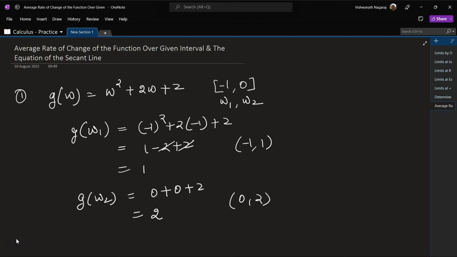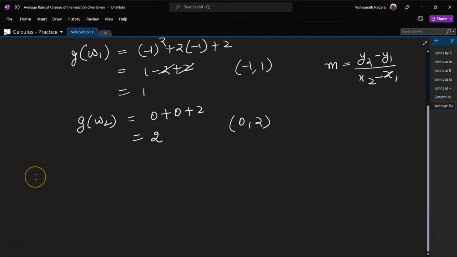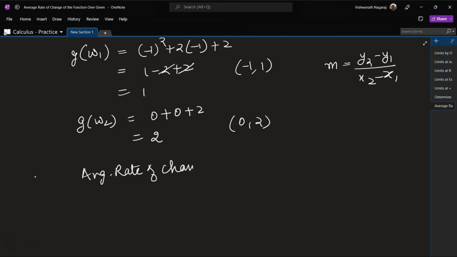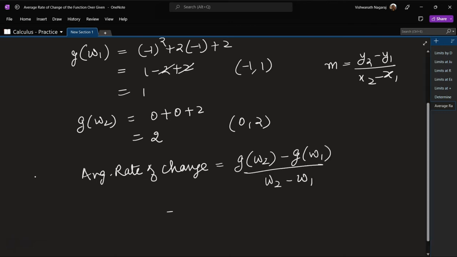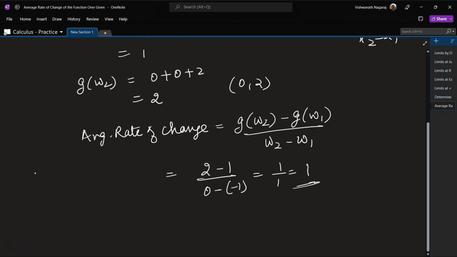Now, remember, rate of change is nothing but the slope of the line connecting these 2 points. The standard formula for that is y2 minus y1 by x2 minus x1, which maps here to average rate of change equal to g of w2 minus g of w1 divided by w2 minus w1. g of w2 is 2, so 2 minus g of w1, which is 1, divided by w2, which is 0, minus minus 1, so it is 1 by 1, which is 1. So this is the average rate of change.